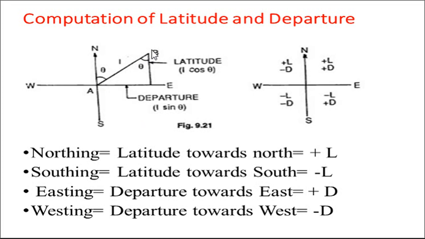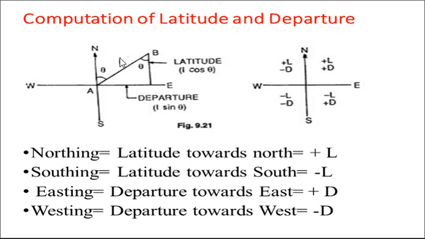So the formula for latitude is the length of line AB into cos of the angle between north and that line. So latitude capital L is equal to length into cos theta. Similarly, departure capital D is equal to length of that line into sine of the angle, or sine of this bearing. Now as we have seen, in case of surveying, the quadrants are measured clockwise.